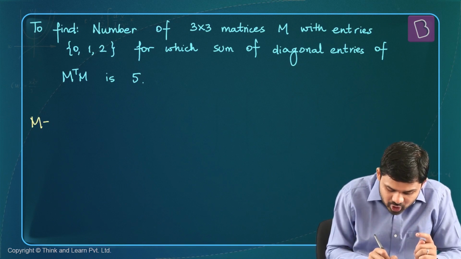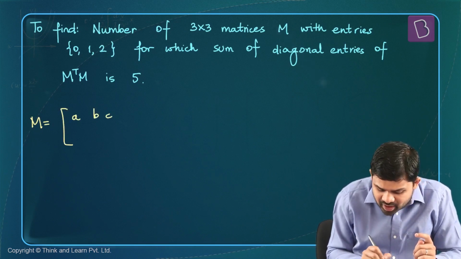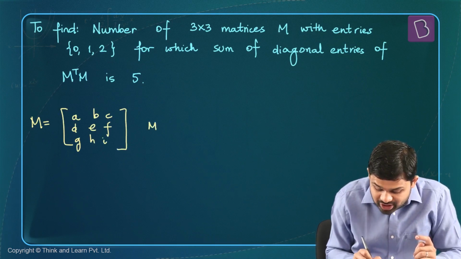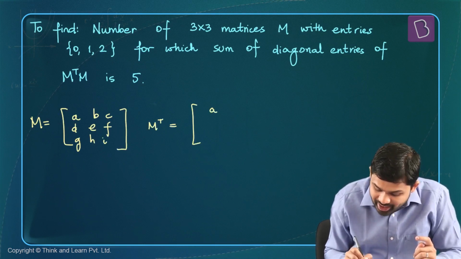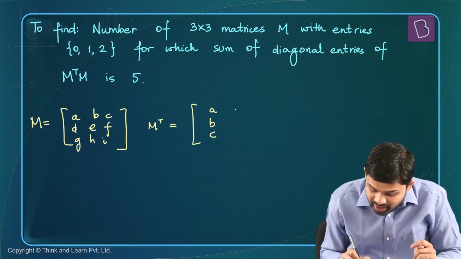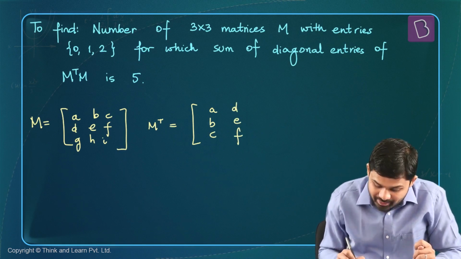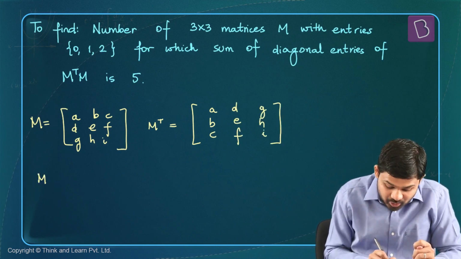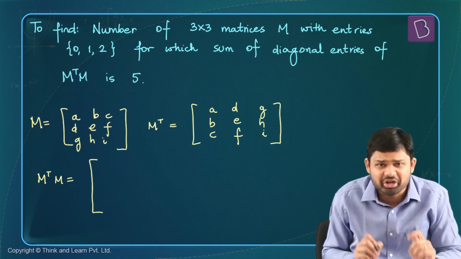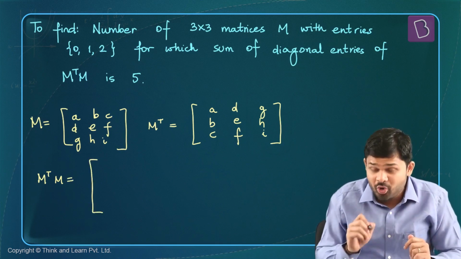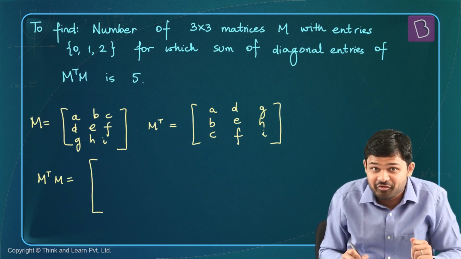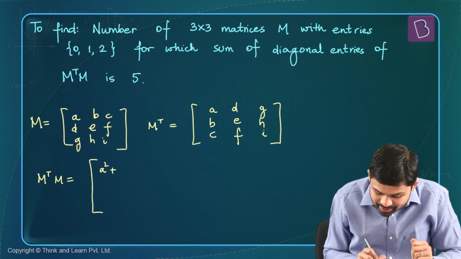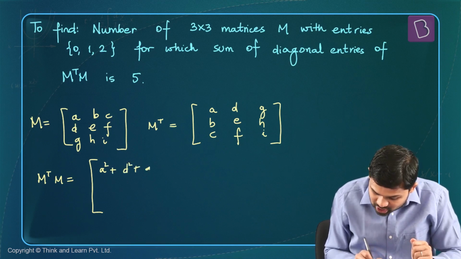Let's consider M to be equal to ABC, DEF, GHI. Then what will M transpose be? Well, M transpose will be ABC as the first column, DEF as the second column, and GHI as the third column. Now what's M transpose M's diagonal elements? Let's not consider any other elements but just the diagonal elements. Well, M transpose M has ADG in the first row, M has ADG in the first column. So the first element will be A square plus D square plus G square.